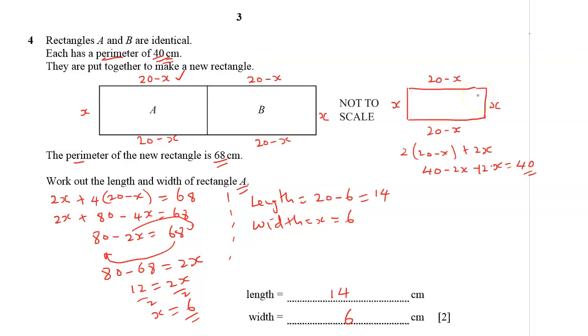If you consider each one of these rectangles alone, assuming this is rectangle A, then the sides of rectangle A are given here. Assuming the perimeter of rectangle A is 40, we can take the width to be x, and the length to be 20 minus x. Therefore, if you add the length plus the width, you should get 20. That's why we used the length of rectangles A and B to be 20 minus x.